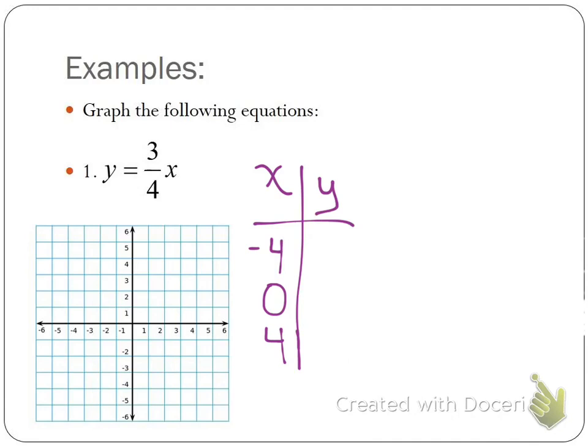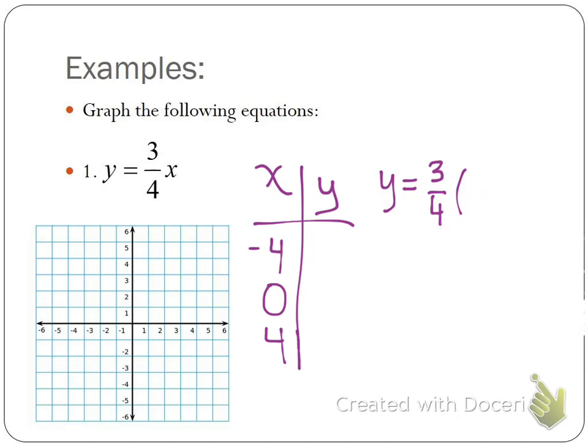So now that I have these X values, I have to then find the Y values that go with them, and then I'll be able to graph. How do you think I'm going to find my Y values? Plug it in. So Y equals 3/4 times -4. The reason that I picked the opposite of my denominator is that this will multiply out nicely.